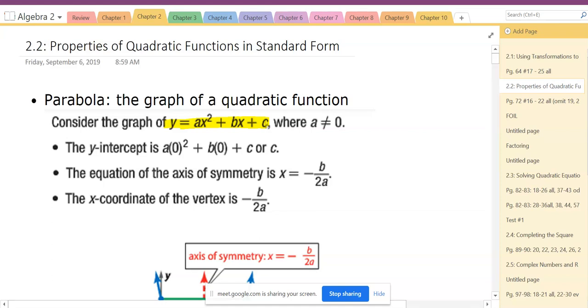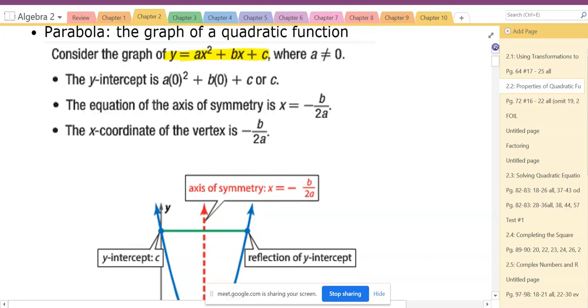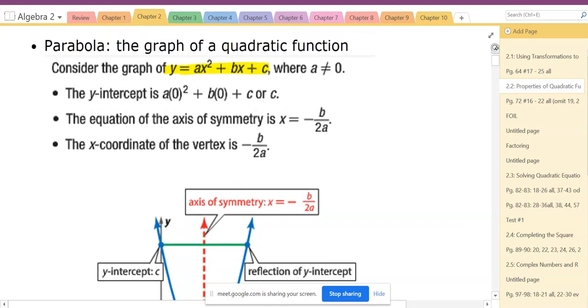So when we're looking at the quadratic equation, remember yesterday I said that all of your quadratic equations are like curved V shapes. The technical name for that is a parabola. So the name of a quadratic graph is called a parabola. If you hear me say that, I'm talking about a graph of a quadratic function.